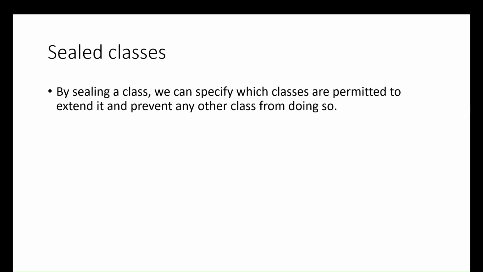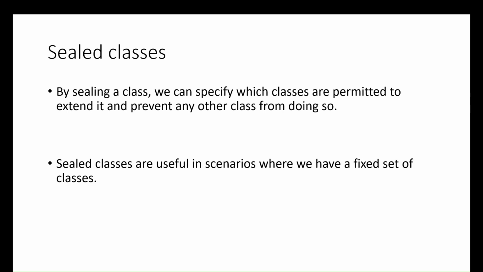Let us talk about the sealed classes. When we declare a class sealed, then we specify which classes can extend this class, and we also prevent other classes from extending the sealed class. Sealed classes are useful in scenarios when we know that the number of classes would be fixed. Like in case of push notifications, we know that we are going to have two subclasses, that would be web push notifications and mobile push notifications. So here we can declare the push notification as a sealed class.